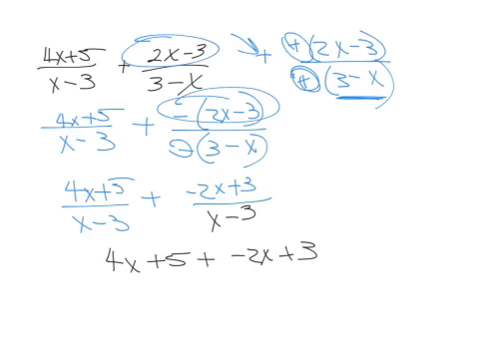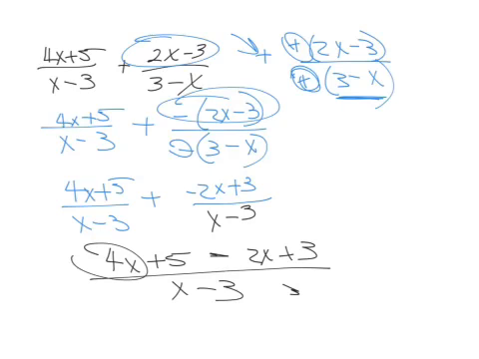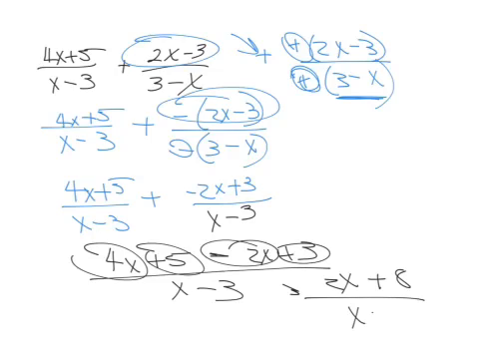And this is because this is a negative and a positive and a negative. I'll just put a minus there over x minus 3. So then that gives me 4x minus 2x is 2x. 5 plus 3 is 8 over x minus 3.